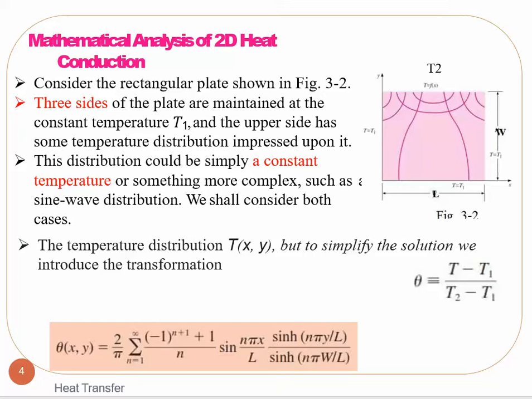First, consider the rectangular plate as shown in the figure. Three sides of the plate are maintained at constant temperature T1, and the upper side has some temperature distribution impressed upon it, which will be taken as T2. This distribution could be simply a constant temperature or something more complex, such as a sine wave distribution. We shall consider both cases.